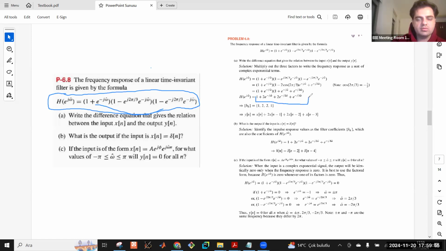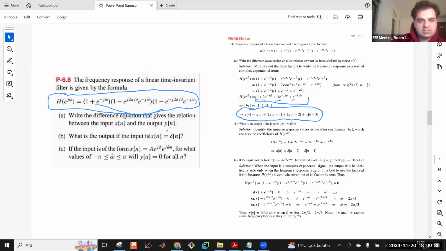Now it is in the form of summation of complex exponentials, and we can find the one-to-one correspondence between the coefficients of this frequency response and difference equation. Filter coefficients are 1, 2, 2, and 1. And delay terms are 0, minus 1, minus 2, and minus 3. Therefore, difference equation can be written like this.